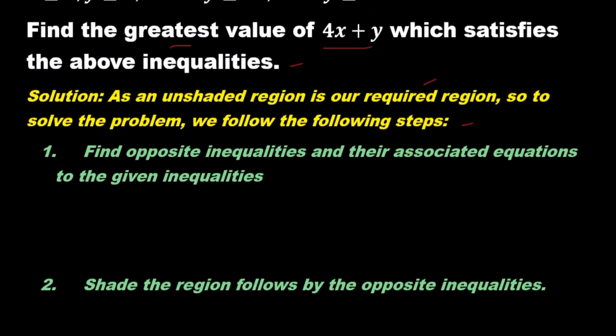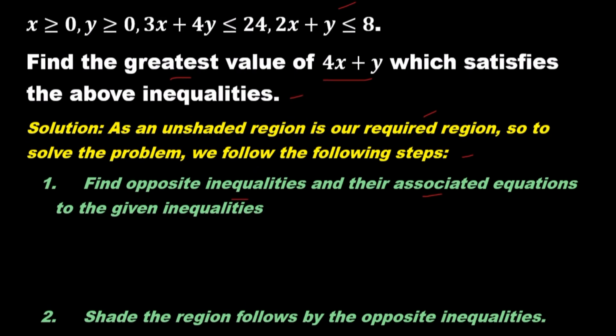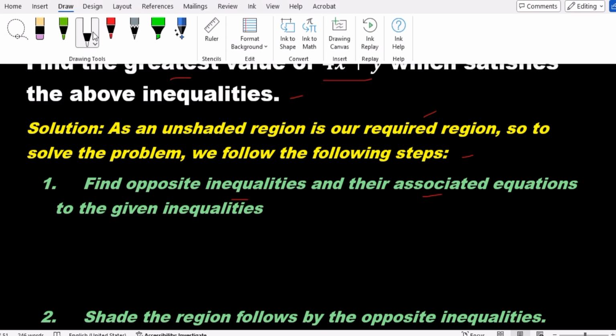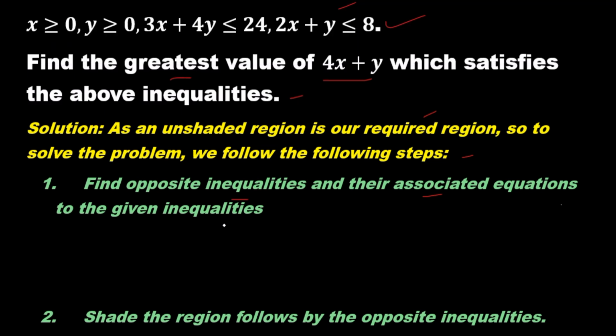Step 1. Find the opposite inequalities and their associated equations to the given inequalities. So here we have these 4 inequalities. Firstly we find the opposite inequalities. The opposite inequality to x greater than or equal to 0 is simply x less than 0, and its associated equation or boundary line is simply x is equal to 0. That can be obtained by just replacing the inequality sign with an equal sign.